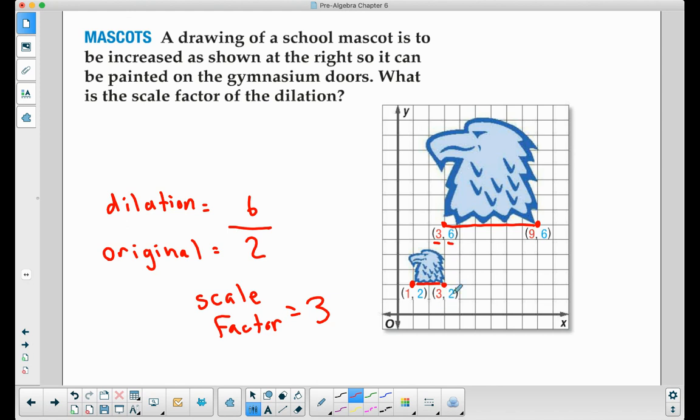Okay, we're going to take this point, 3 times the scale factor of 3, and that enlarged it to 9, and then 2 times 3 equals 6. Okay, so that's the scale factor.